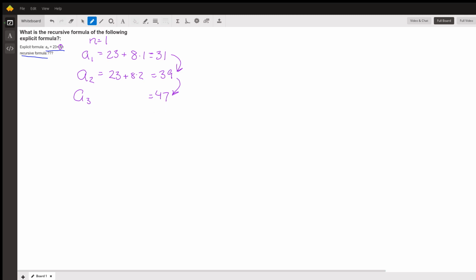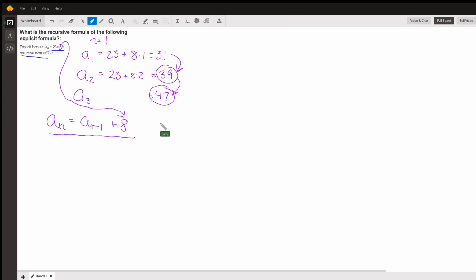So knowing that, we're going to put together our recursive formula. The recursive formula says two things. One is, how do you get to a term from the term before it? How do we get to a sub n if we know the term before it, which is a sub n minus 1? So how do we get to 47 if we know 39 is the term before it? Well, we're just going to add 8. You could get that right out of this explicit formula. That means we're going to add 8 each time. This is half of the recursive formula.